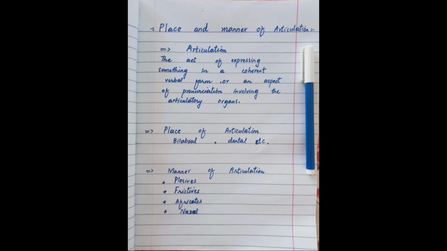So this is basically the place of articulation, where the different organs of our mouth coordinate, join, and involve with each other and produce sounds. Then we are able to make sounds. So this is basically the place of articulation.